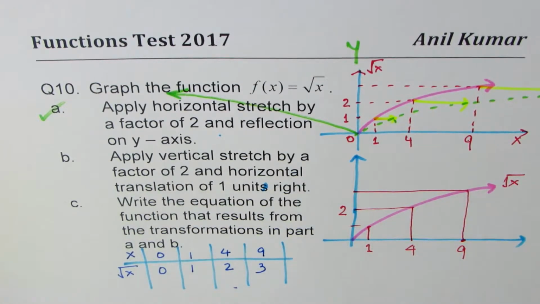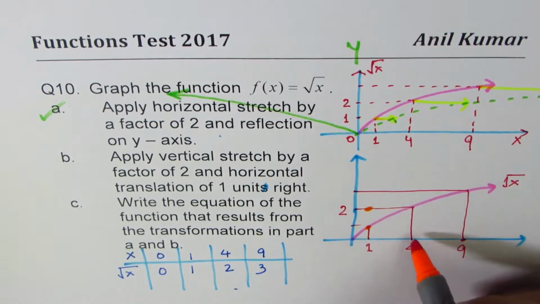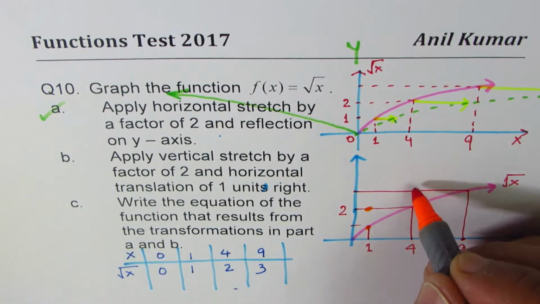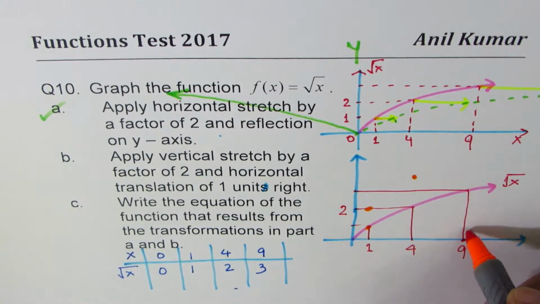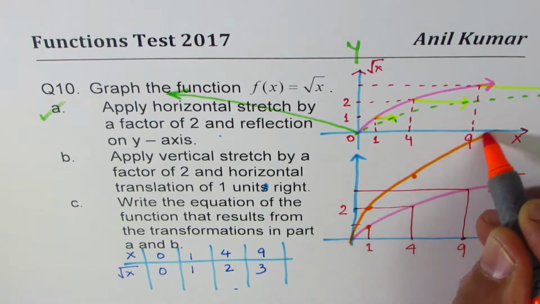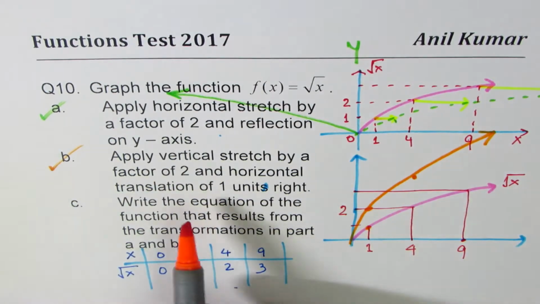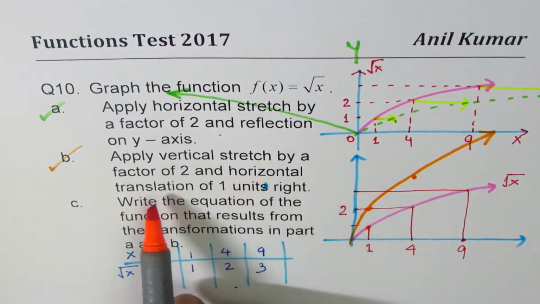What does that mean? Vertical stretch really means that we have to expand or push it upwards. So instead of 1, this point moves to position 2. Now this is at 2, it will move to 4. Is it okay? And this is at 3, it will go further ahead. So the graph which you expect now will be kind of like this. Do you see that? So that is the graph which will be vertical stretch.